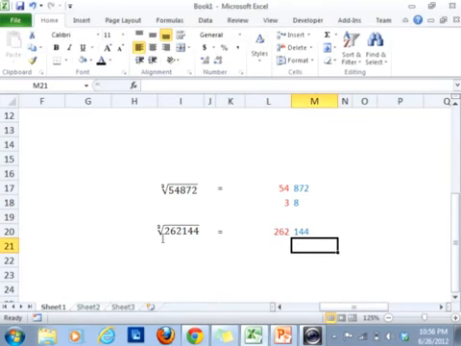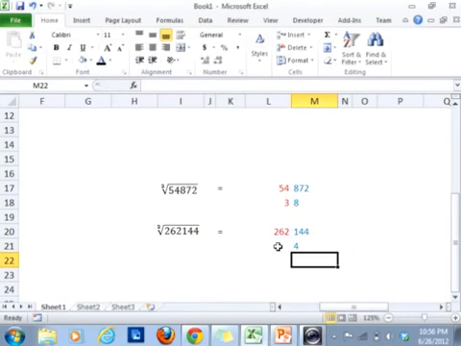Now for 262144, I have 262 in red and 144, the last 3 digits, in blue. The number ends with 4. The cube of 4 is 64, so 4 cubed also ends with 4. So I will write 4 here.